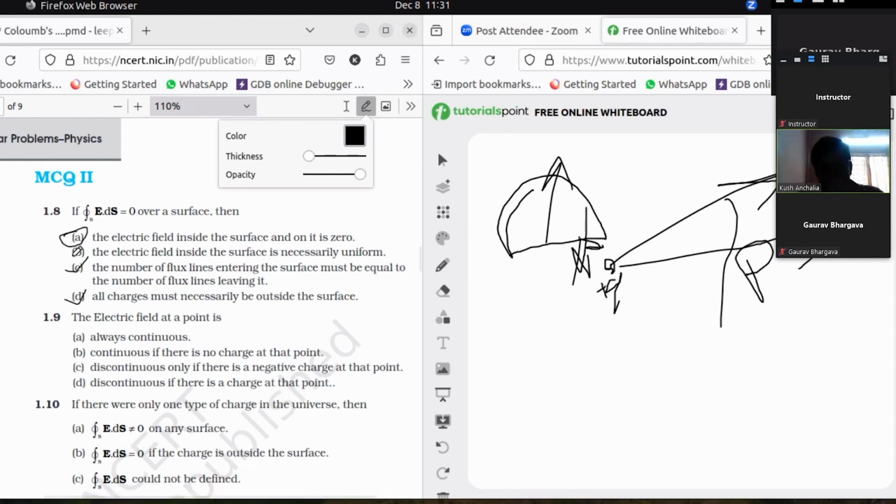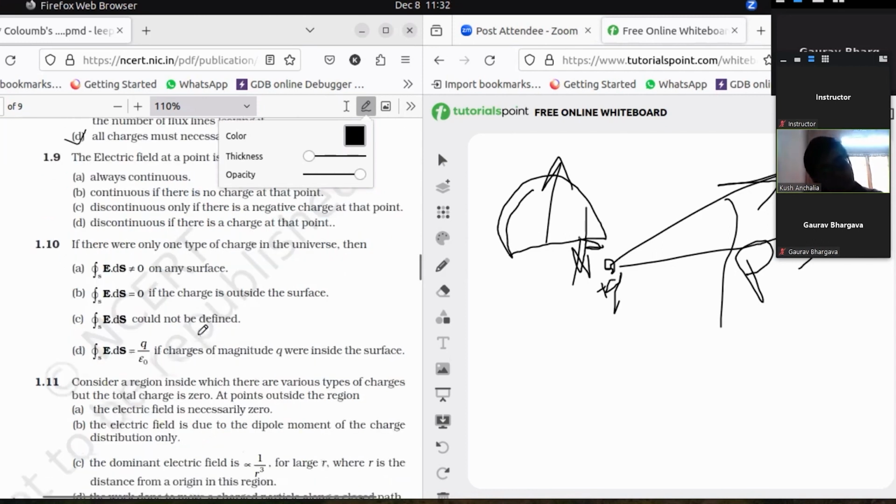See, electric field inside the surface is 0. See, on the surface it might be 0. Depends on the surface. Inside the surface is necessarily uniform. Okay, it is throughout the surface. Yeah, uniform also you can say, or 0 also you can say. But it depends on the number of flux lines. It always depends on the number of flux lines. So we can say this thing.